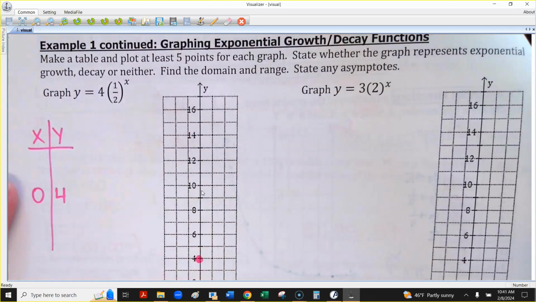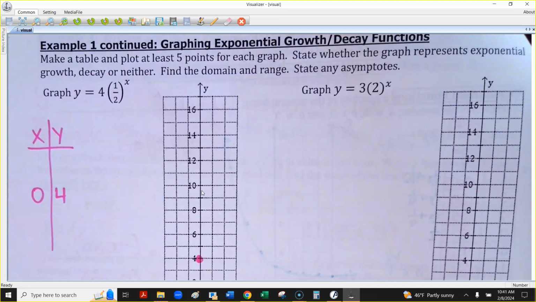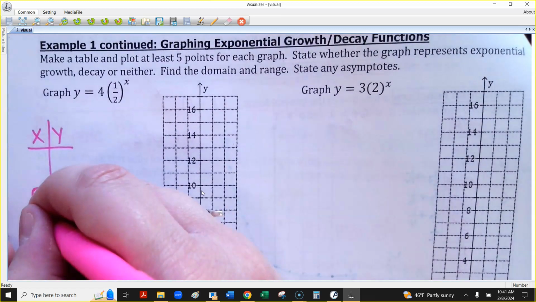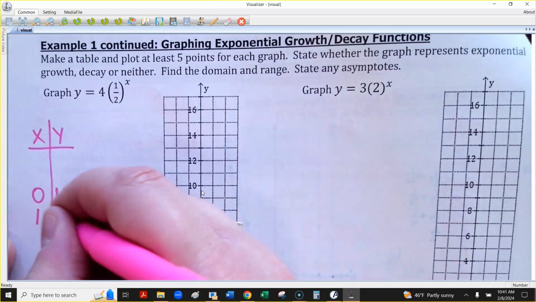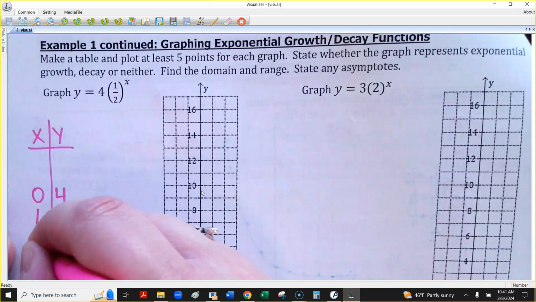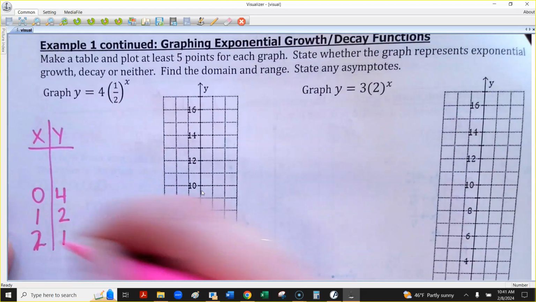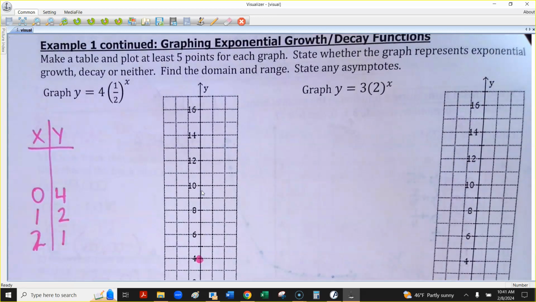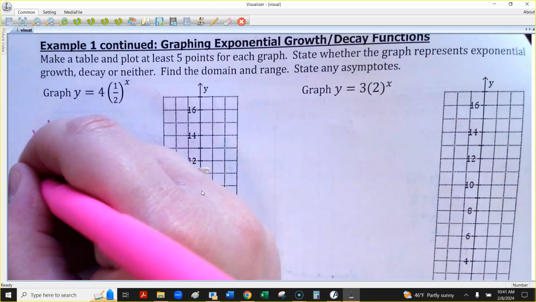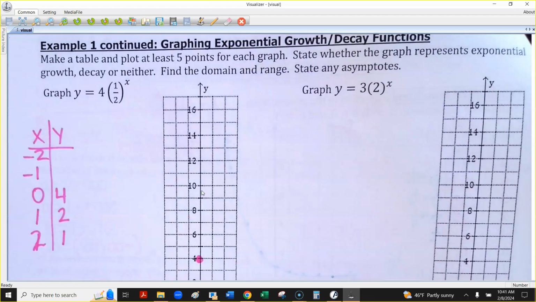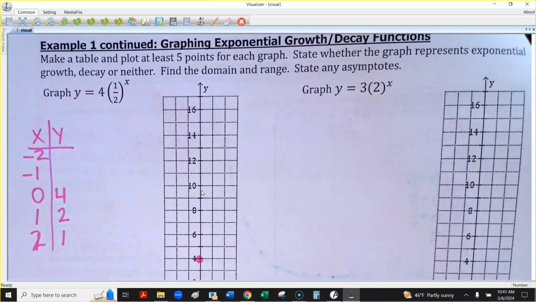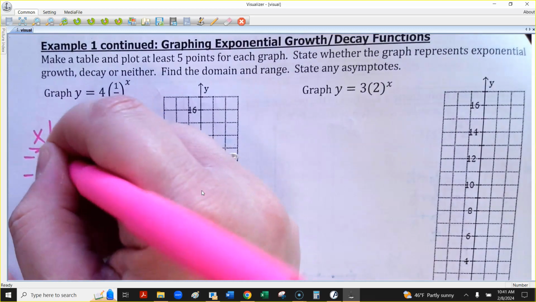On this question, if I go to the right, I would cut it in half. So I know the next point would be 2. If I plug in 2, we're just cutting it in half, so it would just keep going in half. If you're going backwards to graph a couple negative x values, instead of cutting it in half, I would double it. So this would be 8, this would be 16.